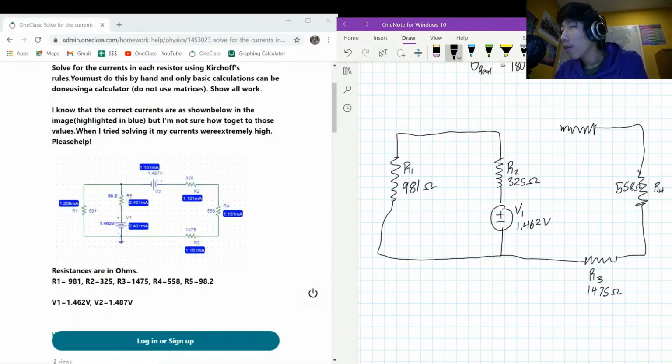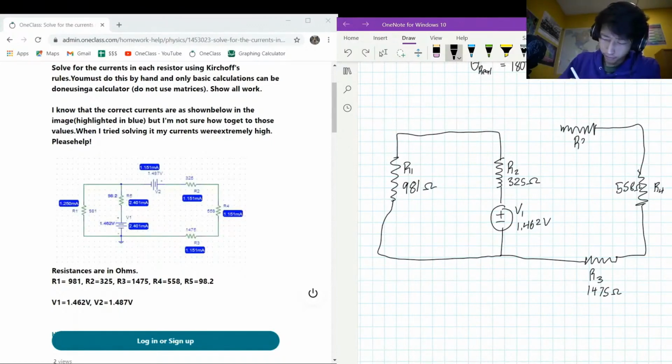Oh, here is R2, and that's R5. Whoops, my bad. So this is R5 and this is R2. R5 corresponds to 98.2 ohms and R2 corresponds to 325 ohms.